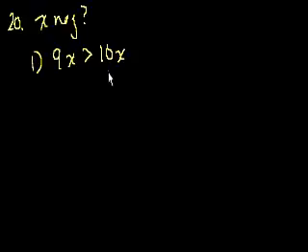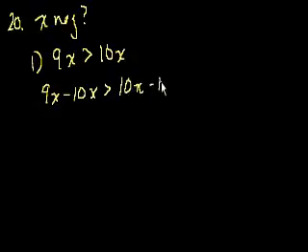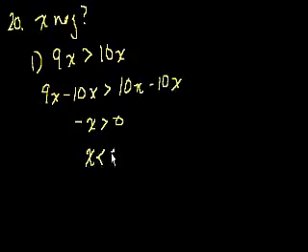Let's subtract 10x from both sides of this inequality. And if you're adding or subtracting on both sides of an inequality, the inequality stays the same. So you get 9x minus 10x is greater than 10x minus 10x. And then you get minus x is greater than 0. Or you could multiply both sides by -1, you get x. And when you multiply or divide by a negative number with an inequality, you switch the inequality. x is less than 0. So we know that x is definitely negative.